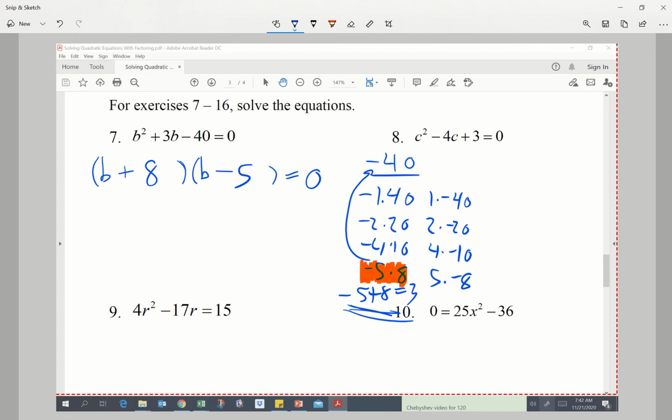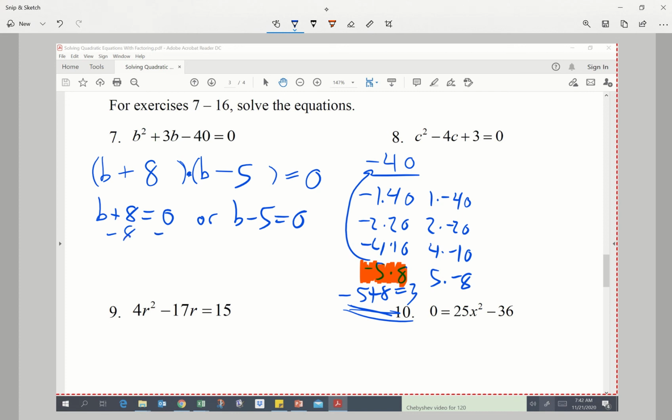So that part is now done. We have it completely factored. And now what we're going to do, if we look at it, we have something times something equals 0. According to the zero product rule of real numbers, either the first factor, that is b plus 8, has to be equal to 0, or b minus 5 has to be equal to 0. We can now solve each one of these individually.